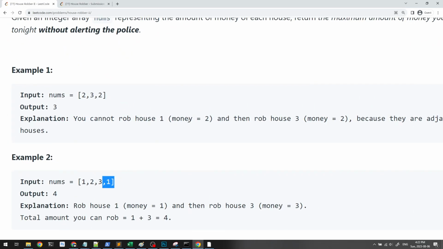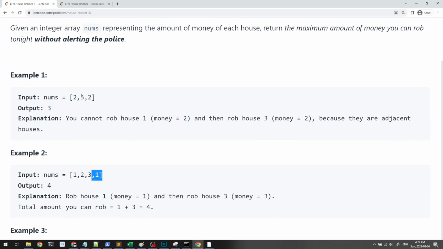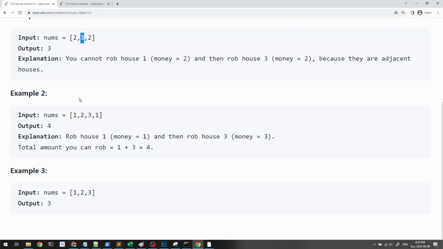You cannot rob house 1, money 2, and then rob house 3 because they are adjacent. So if there are 3 elements, the only thing we can do is rob the middle house. For example, you can rob house 1, and then we can rob house 3, and then we can't actually rob this one regardless. Even if we did 2 and then this one over here, it's still less than 4, so it didn't work.